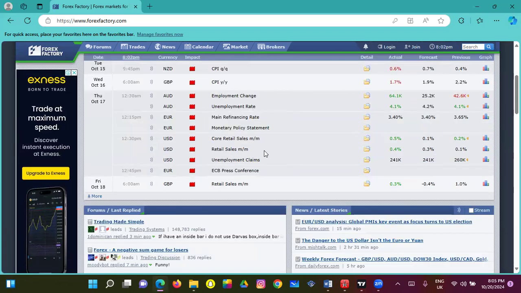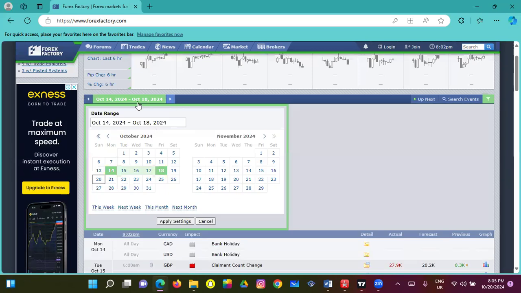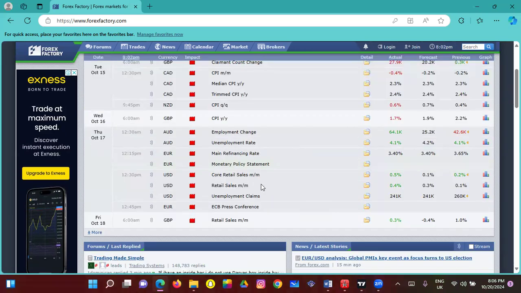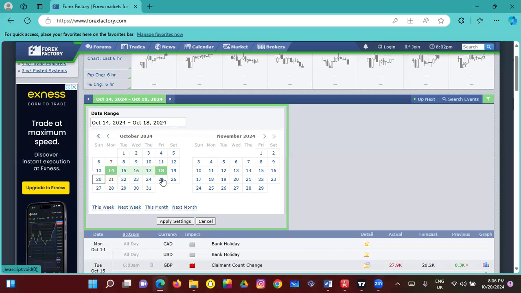Now let's look at what will be happening this week fundamentally. Last week, the dollar is still holding its strength to fight against the other pairs. So let's check fundamentally this week.